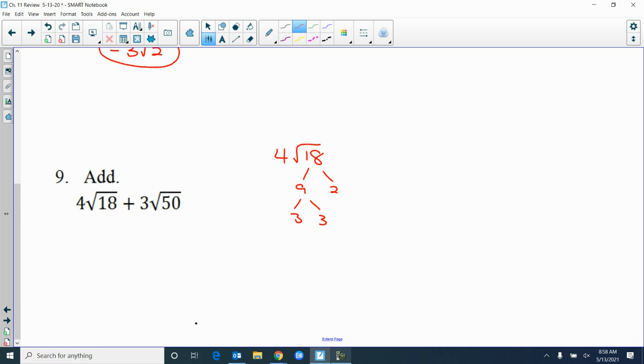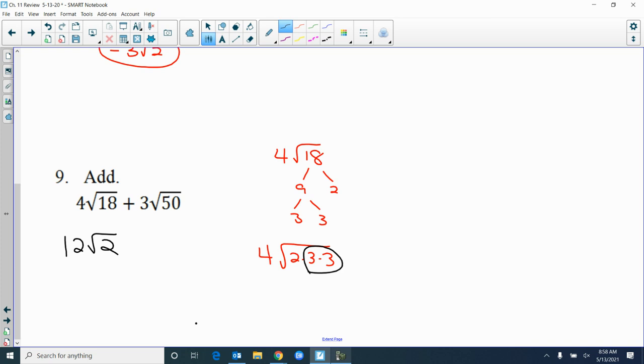what's the number? Don't you multiply them together? Yes, so once I get to here, since 3 comes out, it multiplies by the 4, and what should it give me? 12 radical 2. All right, see what you get for 3 radical 50. 15 radical 2.